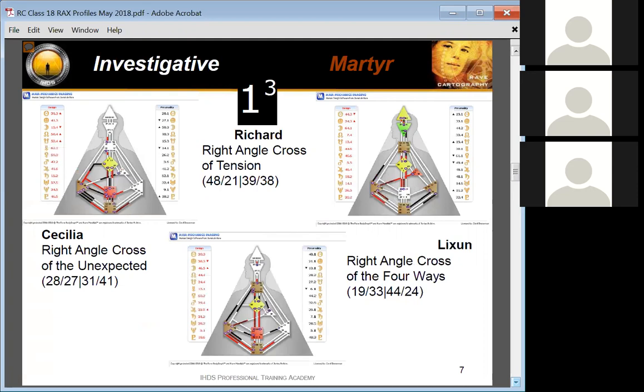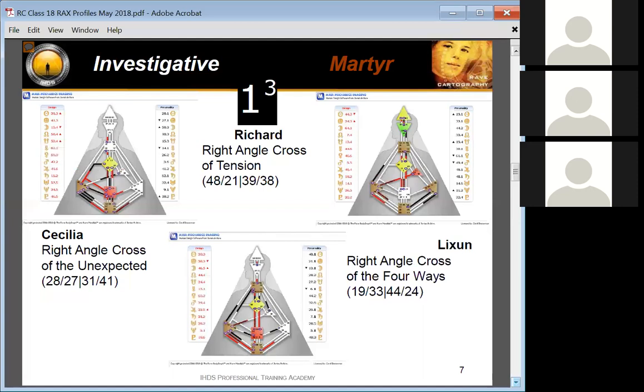It is. Good for you. Yay. I love that. I had it down wrong in my notes. It is duality. Congratulations. You guys are stepping up. I really appreciate that. I had it down as civilization, but that was not true. And it was in pencil, so it came from someplace that I just wasn't really paying attention, I guess. So then we have Richard, and we've got the right angle cross of tension for Richard.